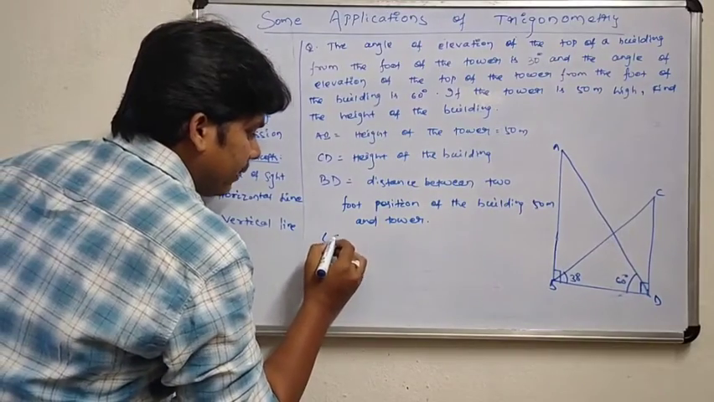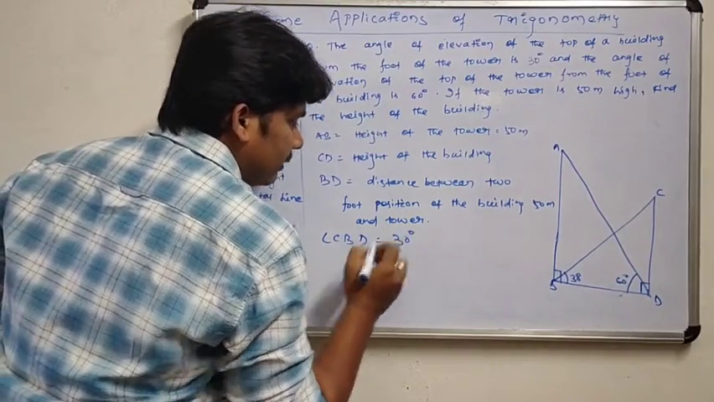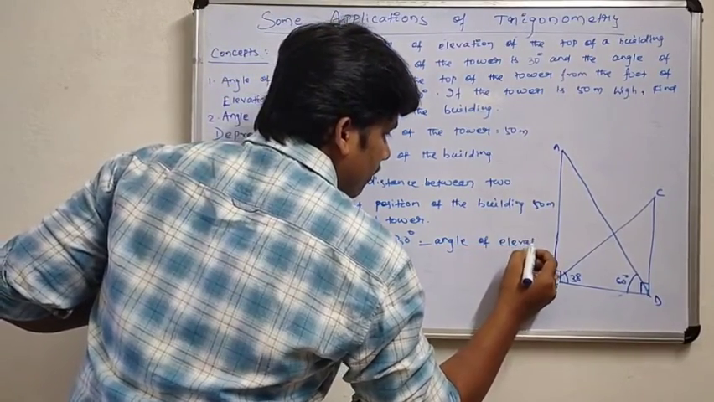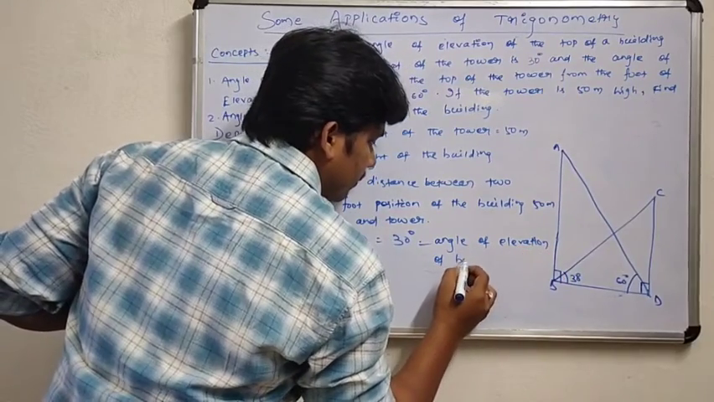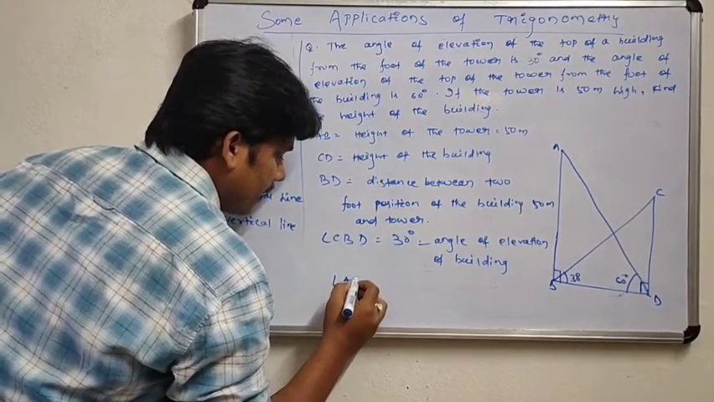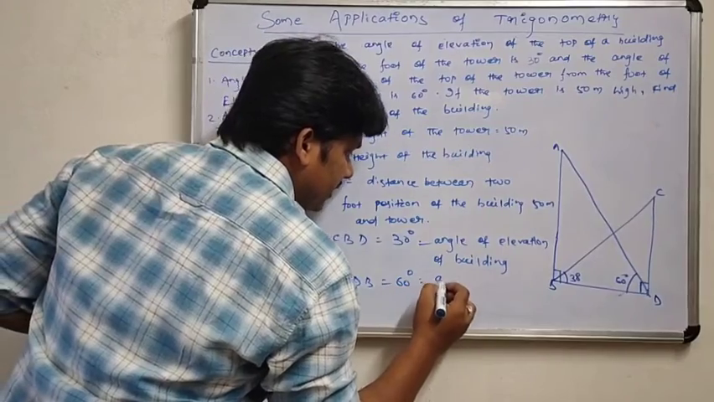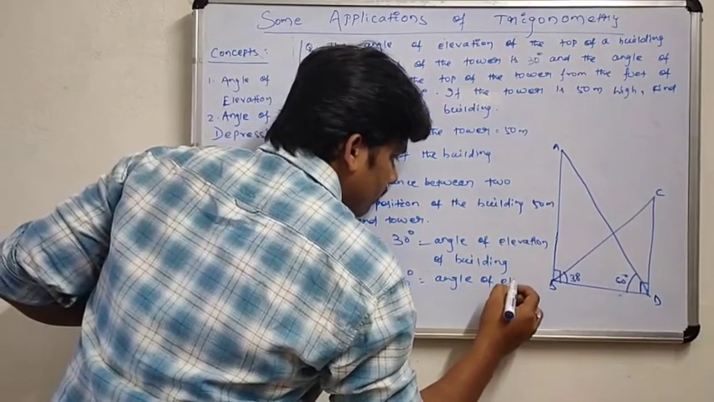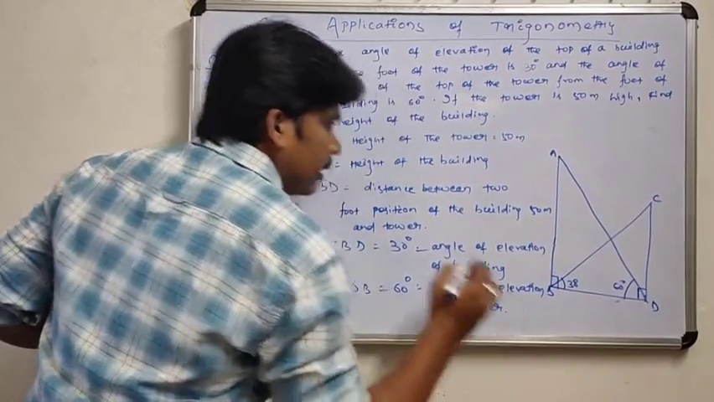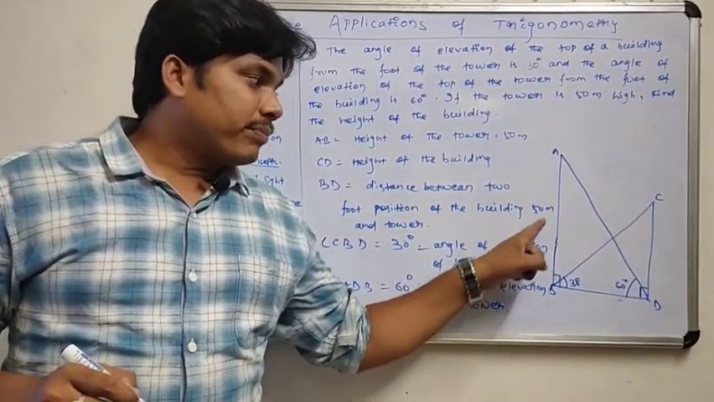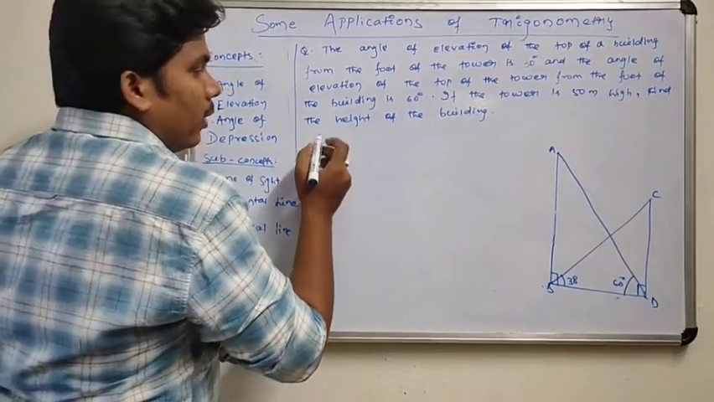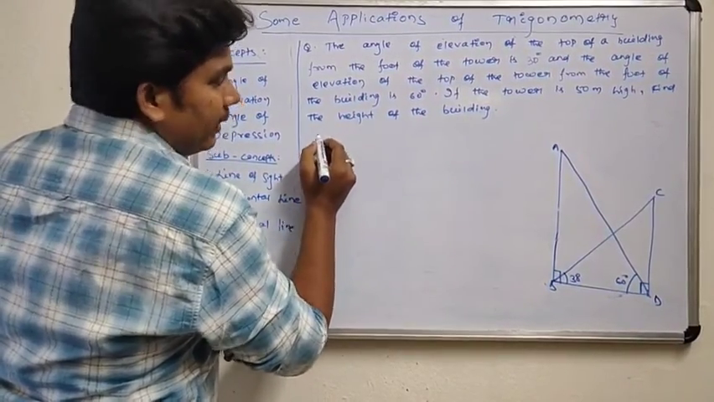Next, angle CBD is equal to 30 degrees, which is the angle of elevation of the building, and angle ADB is 60 degrees, which is the angle of elevation of the tower. Now we will use the trigonometric ratios to find the height of the building. Now I will take the triangle ABD.